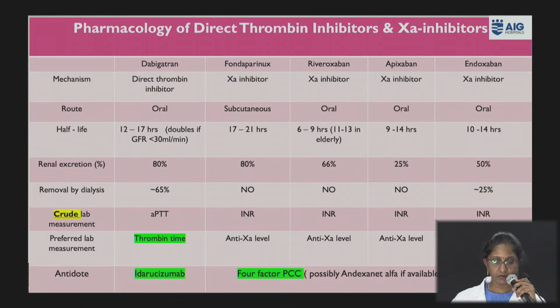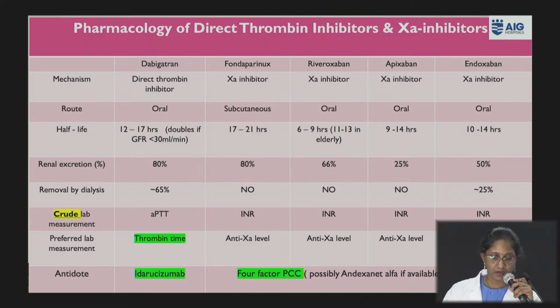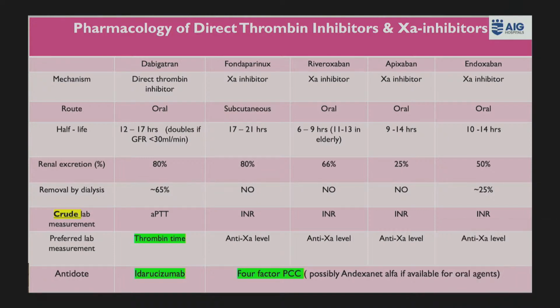Coming to a briefing of the pharmacology of direct thrombin inhibitors and factor 10A inhibitors. Dabigatran, which is a direct thrombin inhibitor, can be measured by crude lab measurements such as APTT, activated PTT. The preferred lab measurement is thrombin time, and its antidote is idarucizumab. The rest of the medications, fondaparinux, rivaroxaban, apixaban, and edoxaban, can be measured by anti-10A level assays. This can be reversed by giving 4-factor PCC, possibly andexanet alfa if available for oral agents.